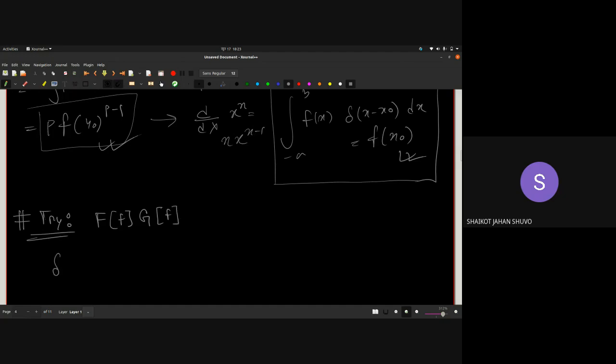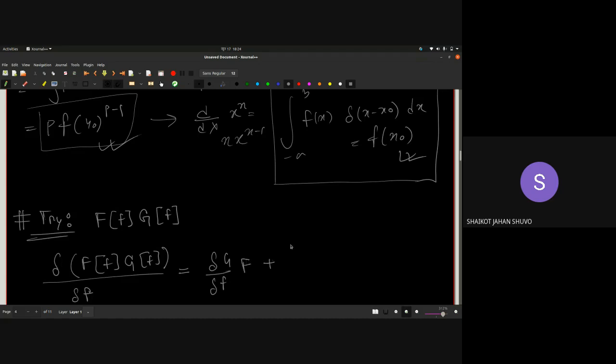What I want you to do is find the functional derivative of F of f times G of f, with respect to f, and show that this is equal to the functional derivative of G with respect to f times the functional F, plus the functional derivative of capital F with respect to f times G. You should try this. And you should start from the limit definition of derivatives of functionals. So try this. If you cannot do it, I'll show this in the tutorial class. Just give me a reminder that I wanted to show it, okay?